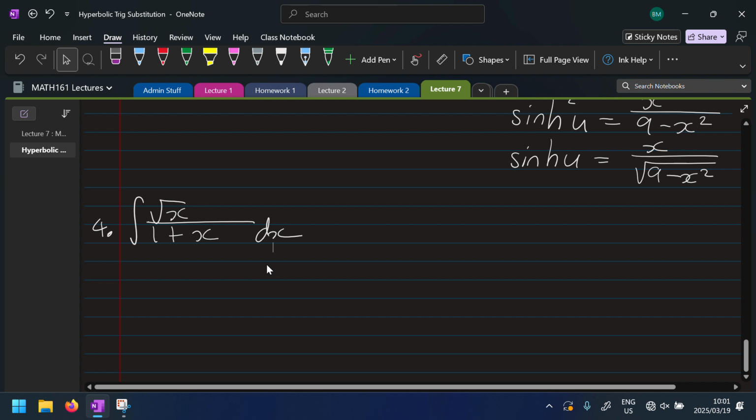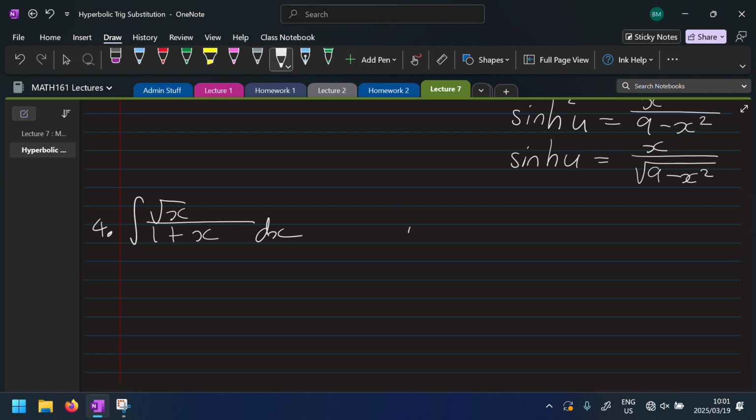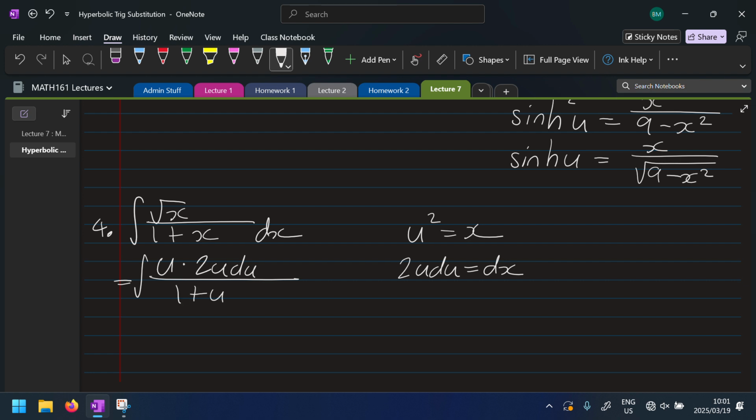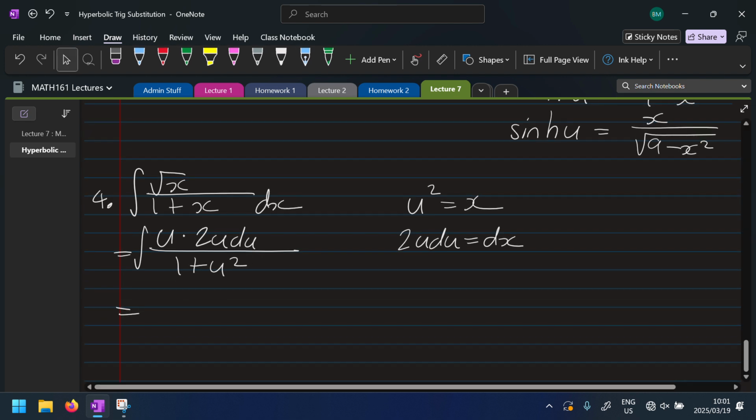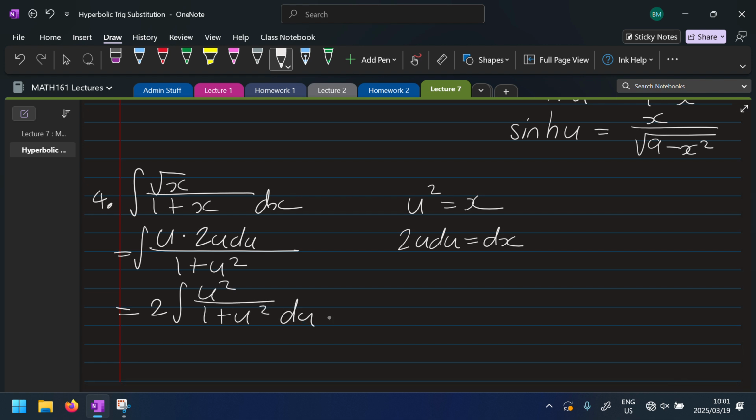Okay, first thing, we want to get rid of the roots. So let u squared be x. So root x, that cancels with the square. So 2u du is dx. So this now becomes the integral of root x, that's going to be u. Dx, that's 2u du. Over 1 plus x, that's 1 plus u squared. Okay, so the 2 can come out. Integral u squared over 1 plus u squared.